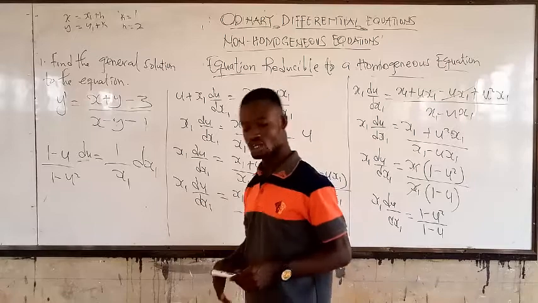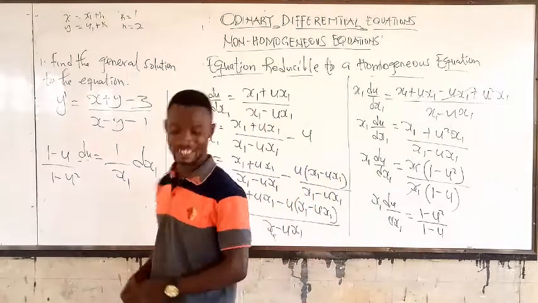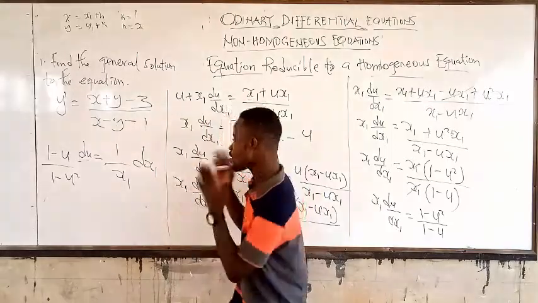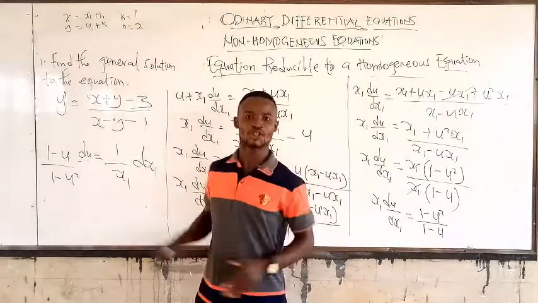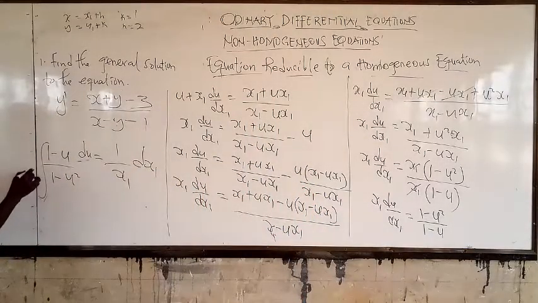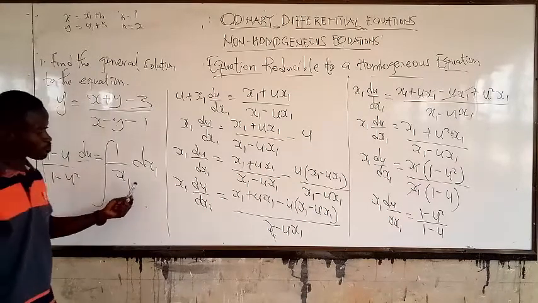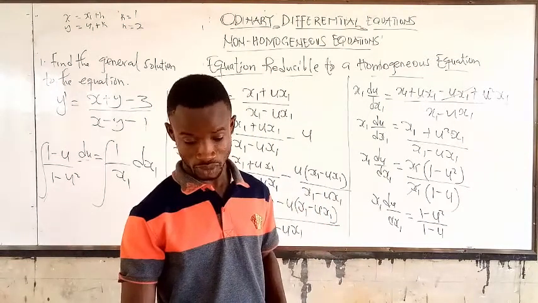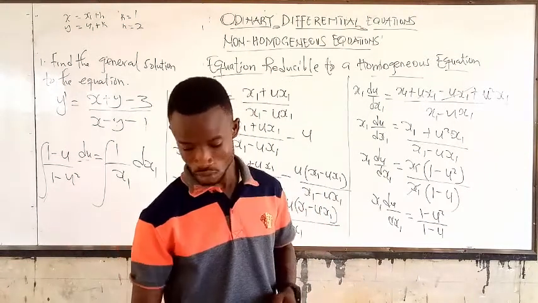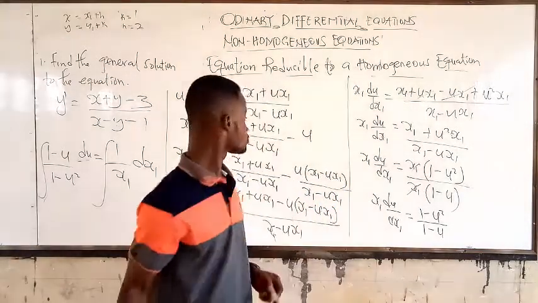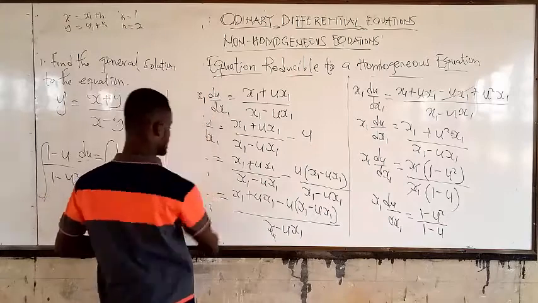Now it is separable. So from here, what do we do? You see, it's a gradual process. It's not difficult. Here you are at calculus 2. So welcome to calculus 2. So here, we integrate both sides, with respect to u and with respect to what? x1. So you can see that it's not difficult. So welcome to calculus 2. So the journey continues.